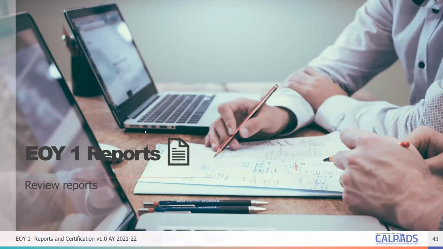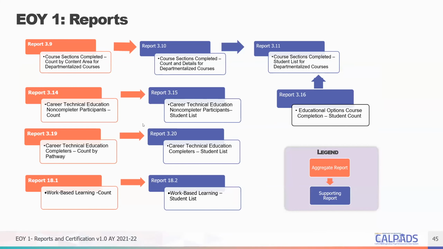All right, so let's discuss the reports for end of year one. So this is a legend. For those of you who are new, every reporting and certification training, Kyron tries to include a legend for us and tells us how the reports are related to each other. So end of year one is the second smallest data collection for end of year.